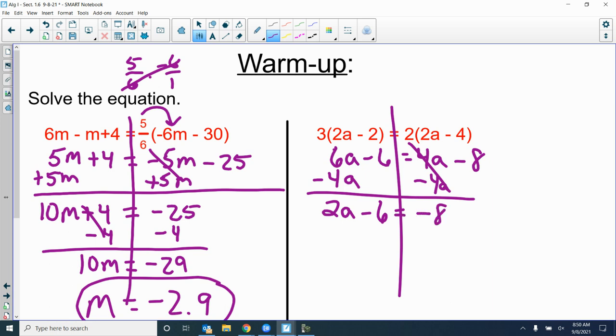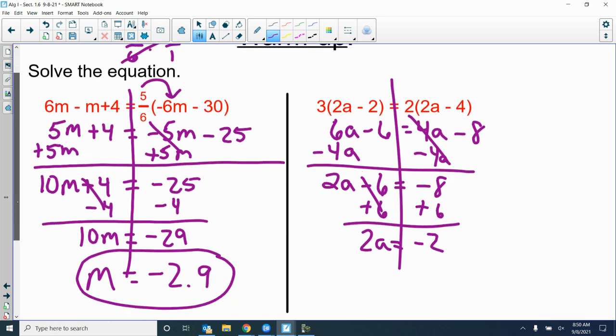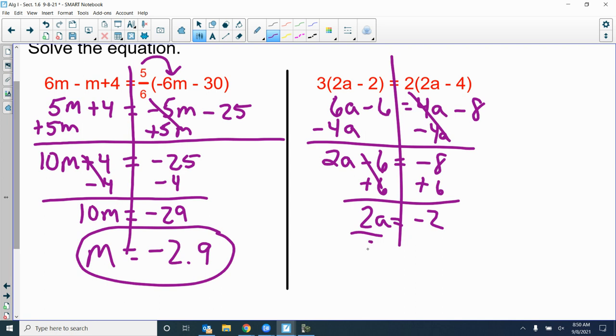Go ahead. Keep going. Add 6 to both sides. And I got -2. Yes, ma'am. Finish it off, Rylan. Divide by 2 on both sides. Yep. And I got -1. Nice job. Hey, I was wrong. I thought one of those would be no solution or all real numbers. I was mistaken. They both had an answer.